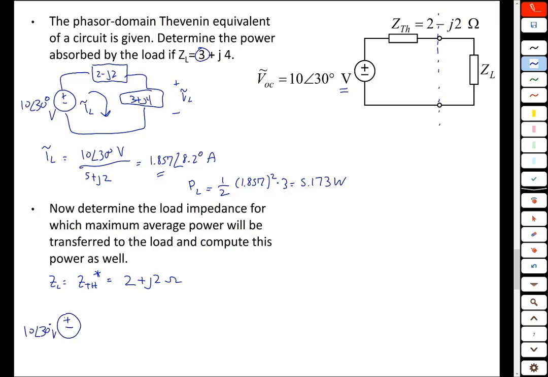10 at an angle of 30 degrees, 2 minus j2, 2 plus j2, and we have that.